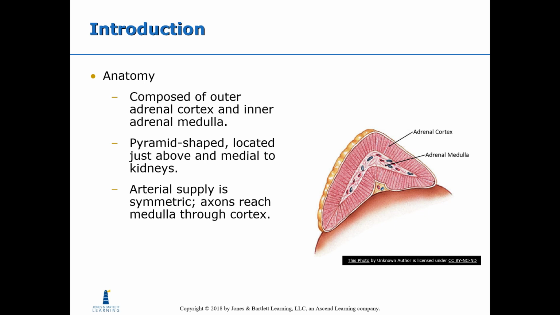The anatomy: it's composed of an outer adrenal cortex and an inner adrenal medulla, and each component produces unique hormones. It's pyramid-shaped, located just above and medial to the kidneys. Arterial supply is symmetric. Axons reach the medulla through the cortex. So here you can see the cortex on the outside, the medulla on the inside, and then it's sitting on top of the kidney.